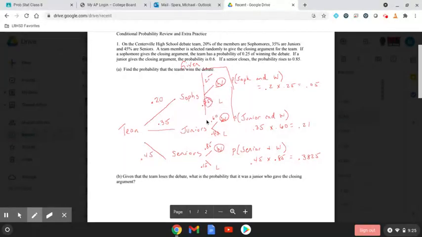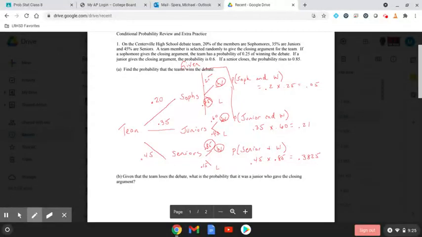0.75. Given the student is a senior and gives the closing argument, the likelihood the team wins would be 0.85. So these are all givens. Givens are different than "and" statements. The likelihood of a sophomore and a winning debate, a junior and a winning debate, different. All right, so for us to answer part A, you're going to have to draw the tree diagram.